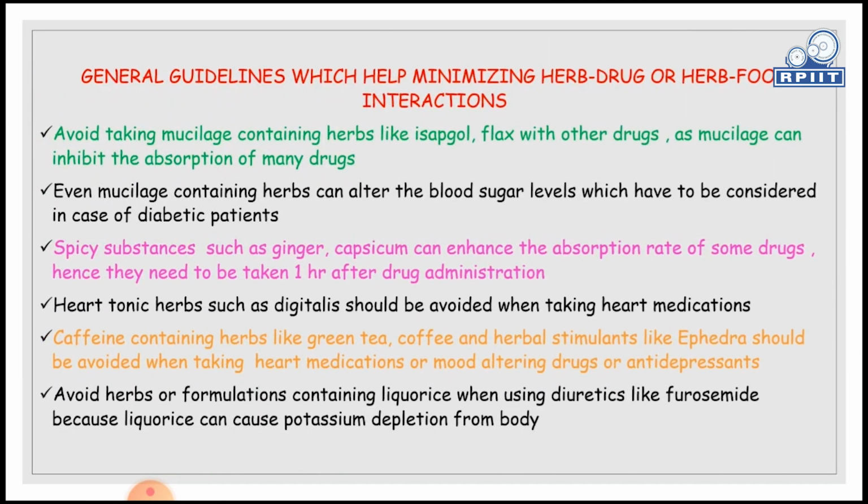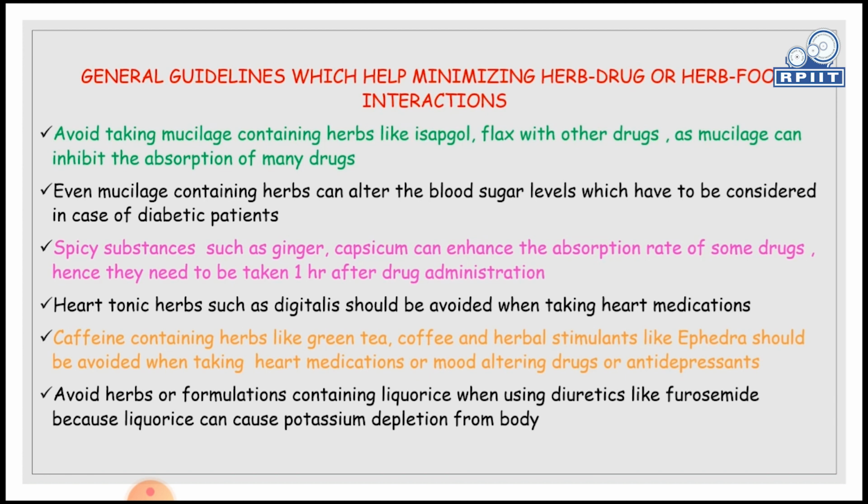Here, I'm going to discuss some general guidelines by which herb-drug or herb-food interaction can be minimized. So just have a look at these. Avoid mucilage-containing herbs like isabgol, flax or other drugs, which produce bulk in our stomach and remove feces from the body. They help to prevent constipation. These drugs inhibit the absorption of many drugs. So they must be avoided if you are taking any kind of medication.